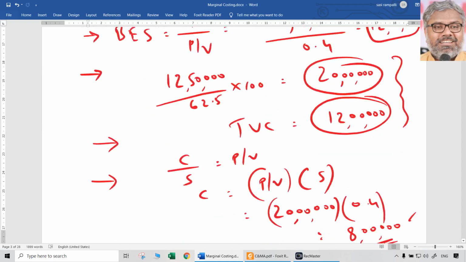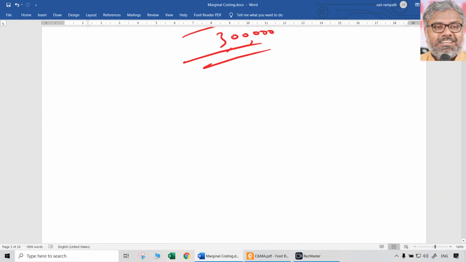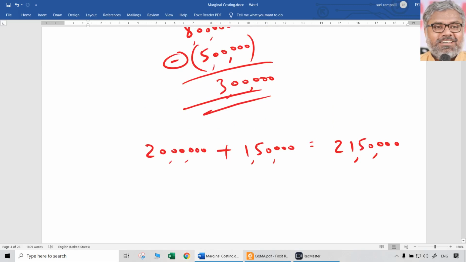So sales originally was 20 lakhs, plus sales volume increased by 7.5% of 20 lakhs, which means 1,50,000. So what is going to be the new sales value? That is 21,50,000. Since selling price is naturally supposed to be same, when volume increases, total sales also will increase by 7.5%.